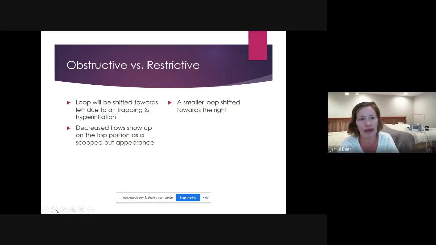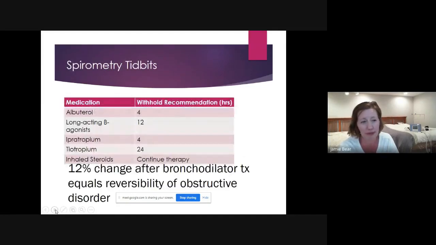So once again, in an obstructive disease, the flow volume loop will be shifted towards the left due to air trapping and hyperinflation. The decreased flow shows up in the top portion as a scooped out appearance. And then in a restrictive disorder, a smaller loop will be seen, and it could even be shifted more towards the right.